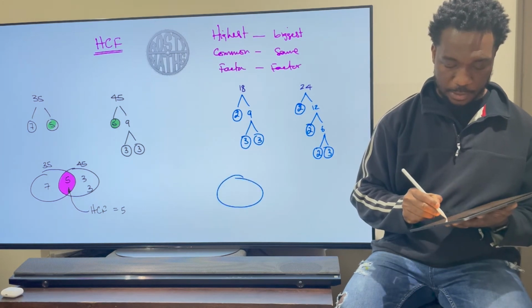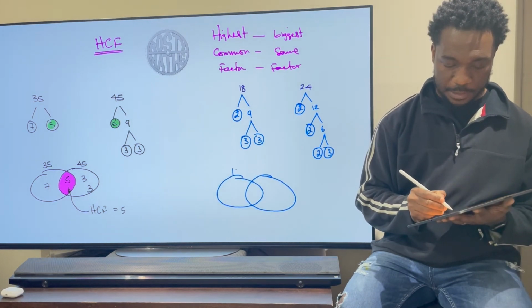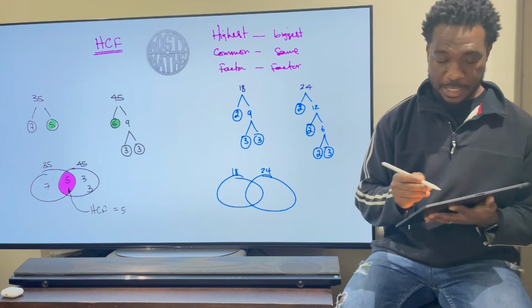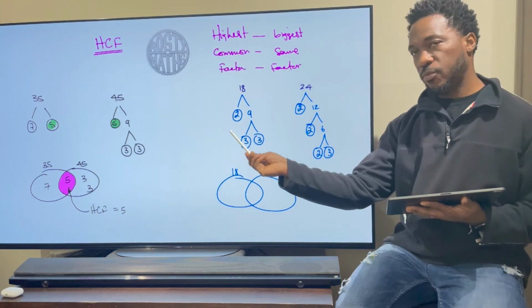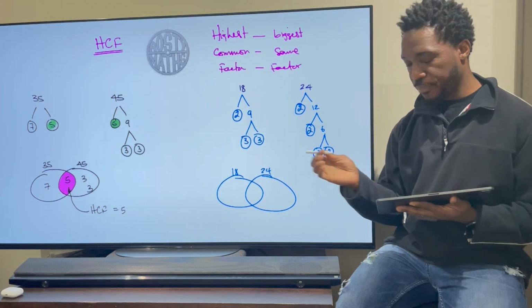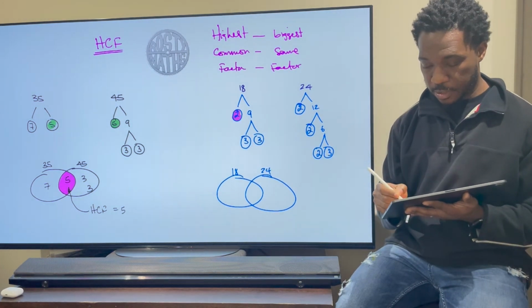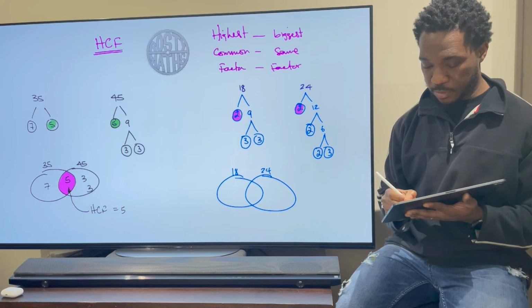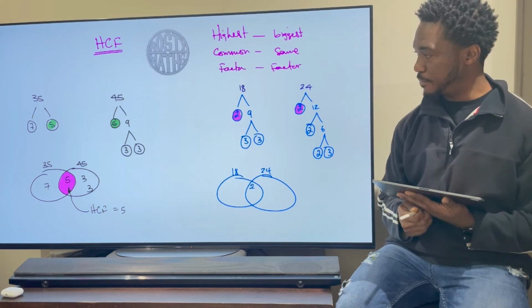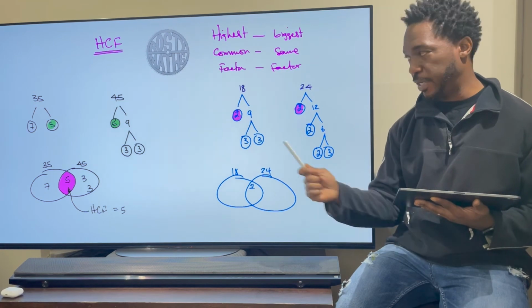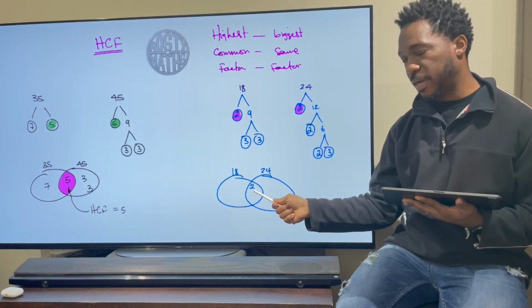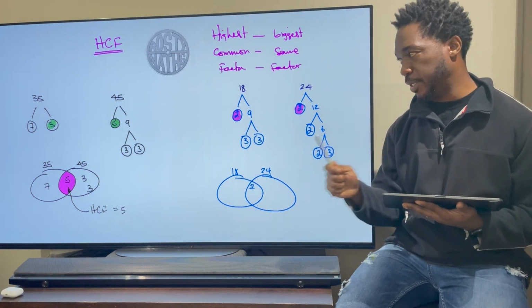Get your Venn diagram going. That's 18 and that's 24. And then look for the common factors. Well, we've got a pair of 2s here. So I'm going to color them in and I'm going to put one of the 2s in the middle there. Remember, you're only writing it once. When you find a pair, only write the pair once. Do not write it twice.